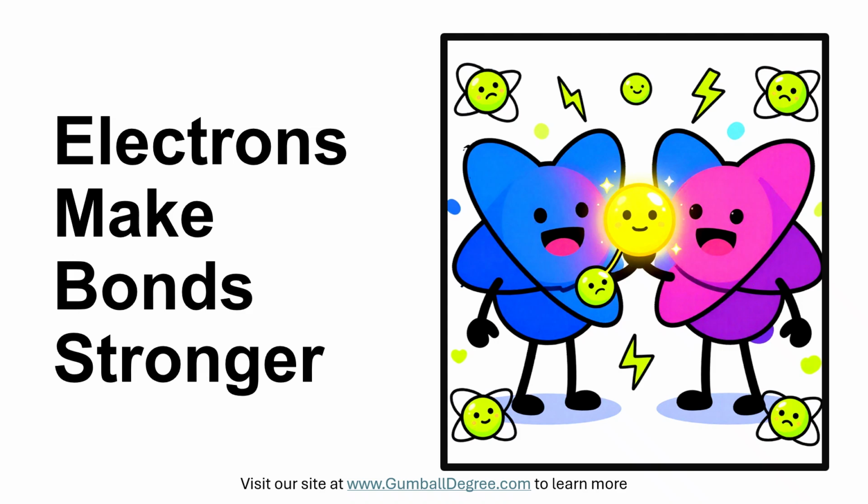Electrons determine bond type and strength by moving between atoms to fill their outer shells, creating attractions that hold atoms together as single, double, or triple bonds, and influencing whether bonds are ionic or covalent.